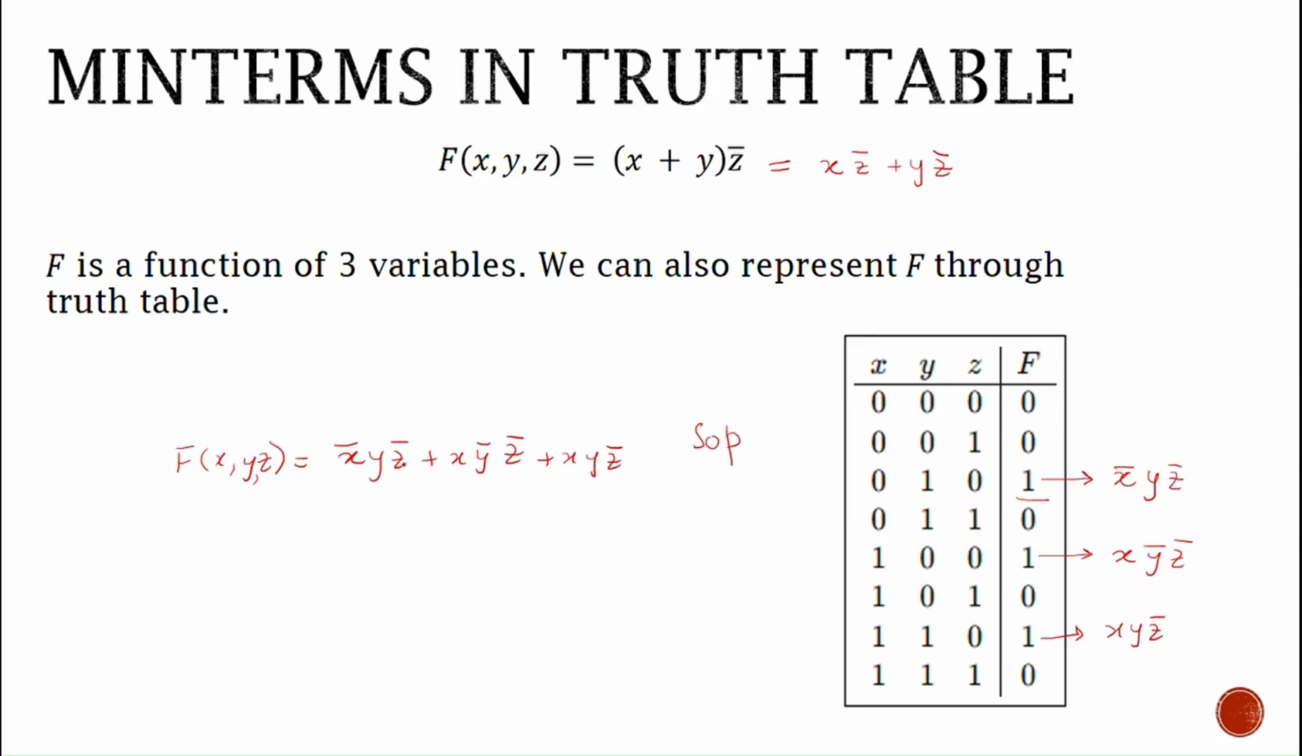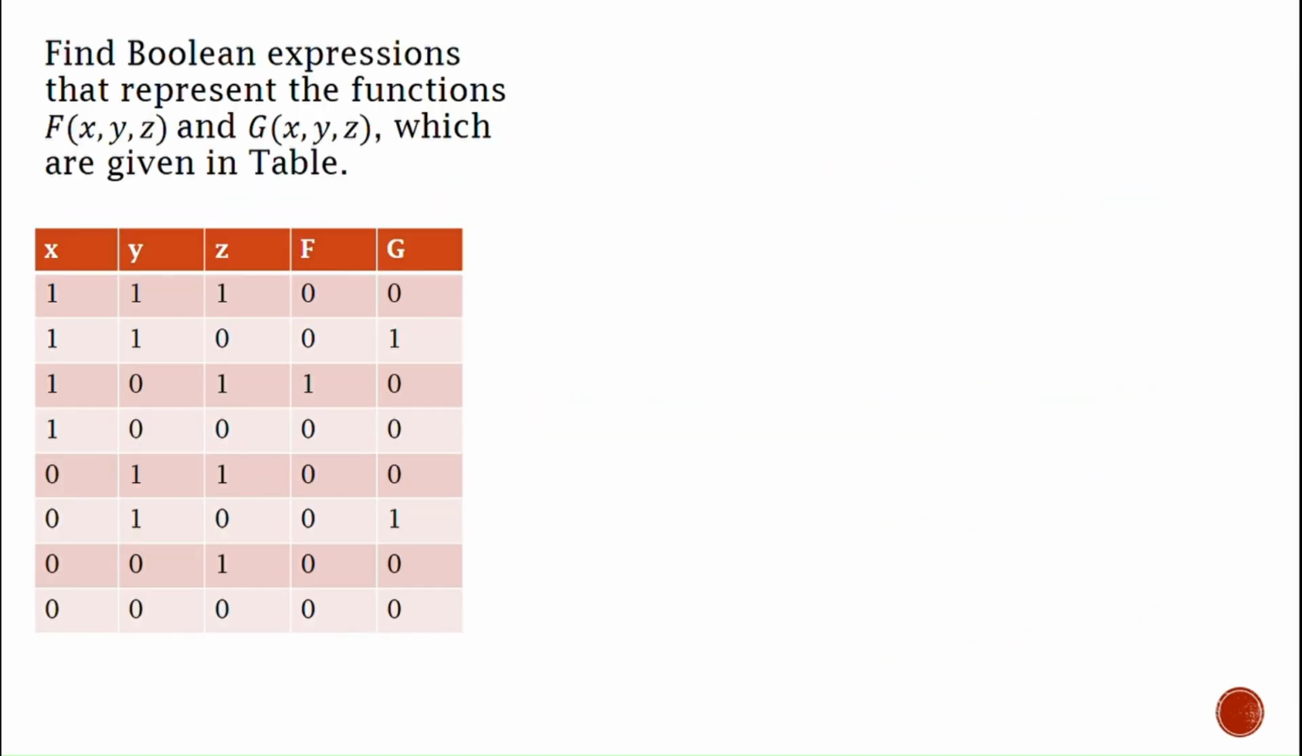And what are the min terms? Min terms are those terms which indicate that the truth value of the function is 1 in the truth table. So the sum of product expansion of this function points out clearly that there are 3 rows in the truth table where the function has value 1. The first row is where x is 0, y is 1 and z is 0. The second row is where x is 1, y is 0 and z is 0. And the third row is where x is 1, y is 1 and z is 0. So this is the sum of product expansion.